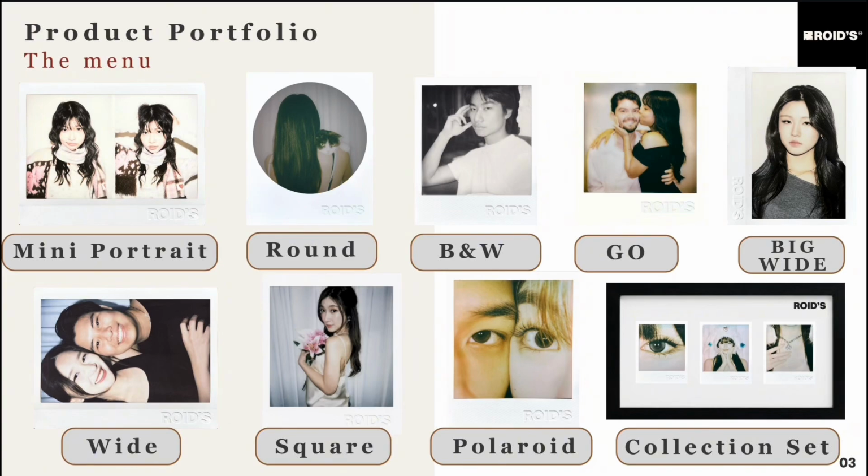Before we go further, it's worth knowing the menu, because the product type drives everything in our model. ROIDS offers 9 products as shown on the screen, and you're probably wondering why this matters. It's because a quick Polaroid and a multi-shot collection set take very different amounts of time to shoot, develop, decorate, and share. So when we model the studio, we can't treat every customer the same. Each product carries its own service time profile. Please keep these 9 names in mind as they come back when we build the simulation.